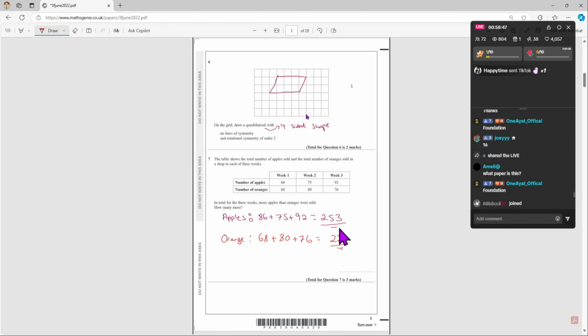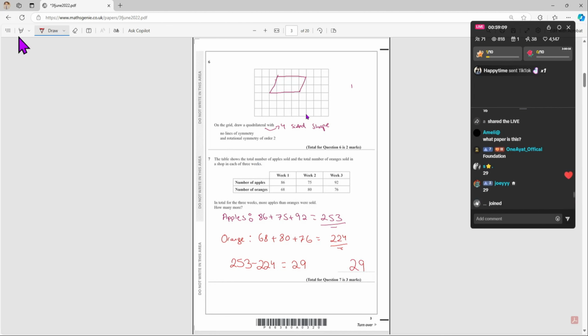Now once you have done that, it says in total for the 3 weeks, more apples than oranges were sold. How many more? So we have to work out the difference. We're going to subtract the two totals. So you have 253 minus 224, and that will give you 29. So 29 is going to be your final answer, guys. Worth 3 marks.